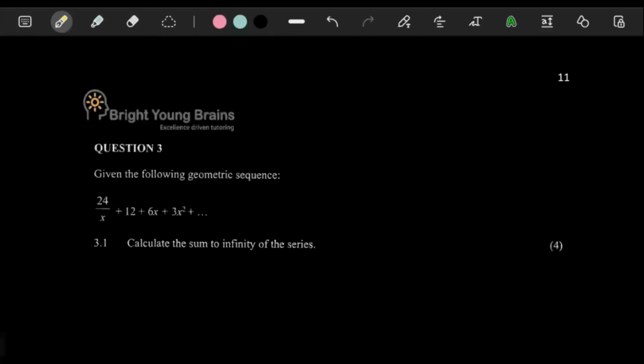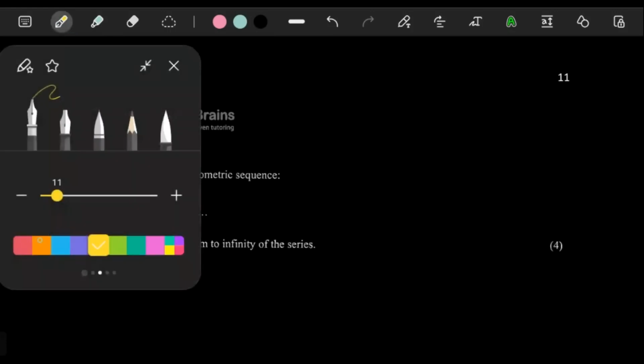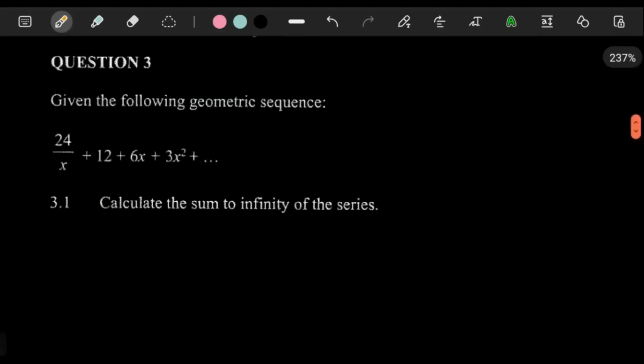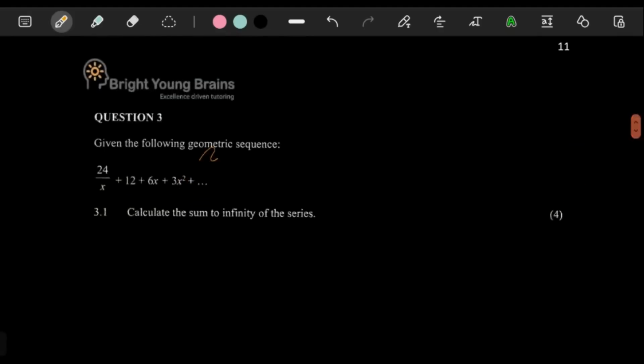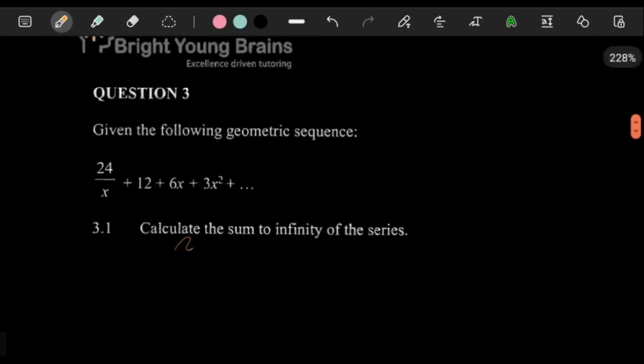Question number 3 says the following. Given the following geometric sequence, right? So they told us it's geometric, so I guess that's already something blunt and straightforward to keep in mind. It's a geometric series, geometric sequence, as they said. Series, sequence, it's really not a big deal. So let's see here. They said we should calculate the sum to infinity of the series.